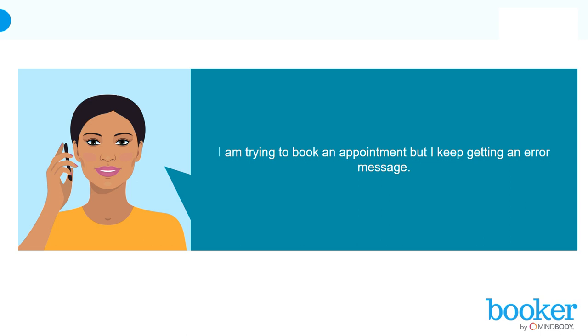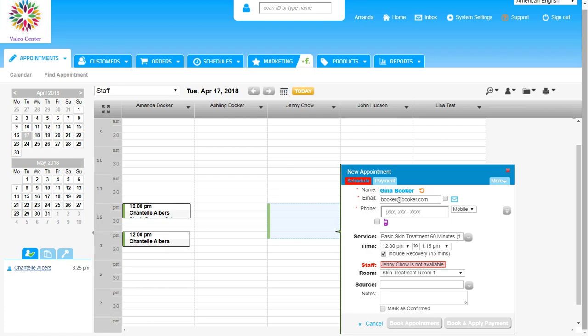I'm trying to book an appointment, but I keep getting an error message. Now, this error can actually be resolved in just a few minutes. Booking errors can occur for a number of reasons, and it's not always the same. The activity occurring on the calendar can sometimes cause a delay or a crossover.